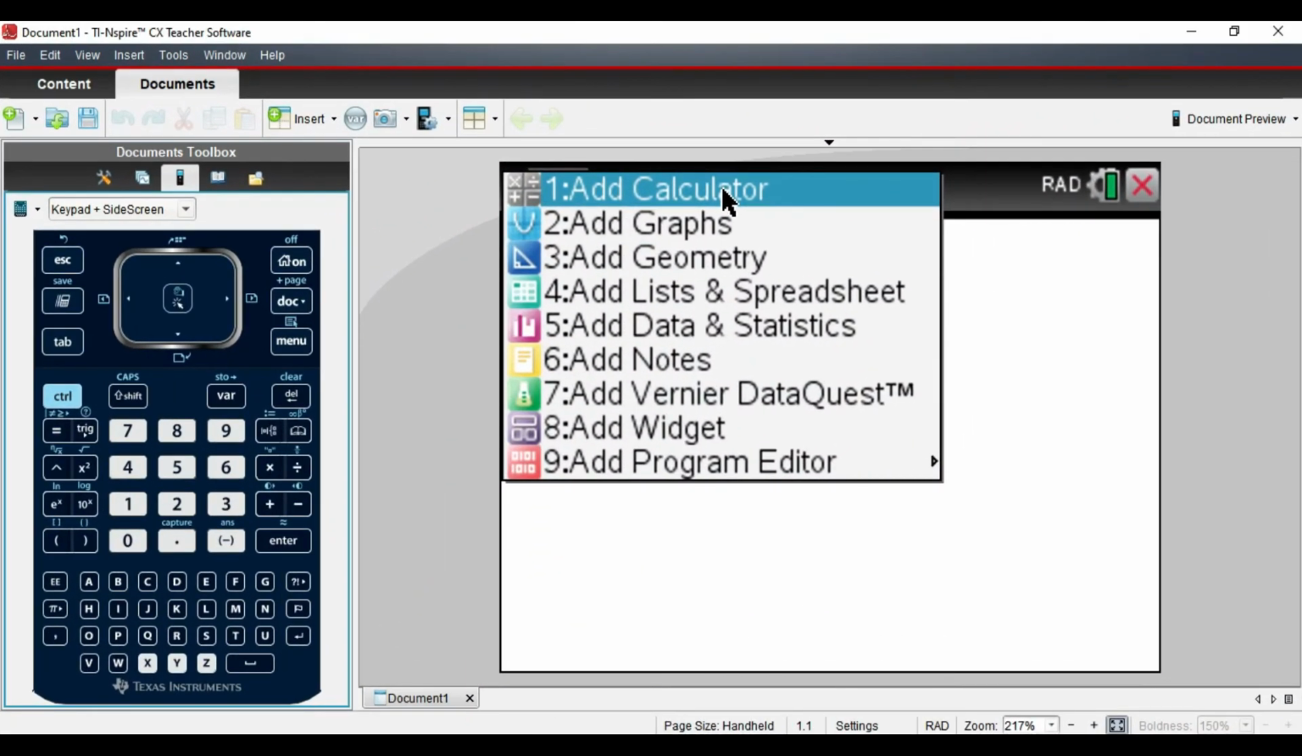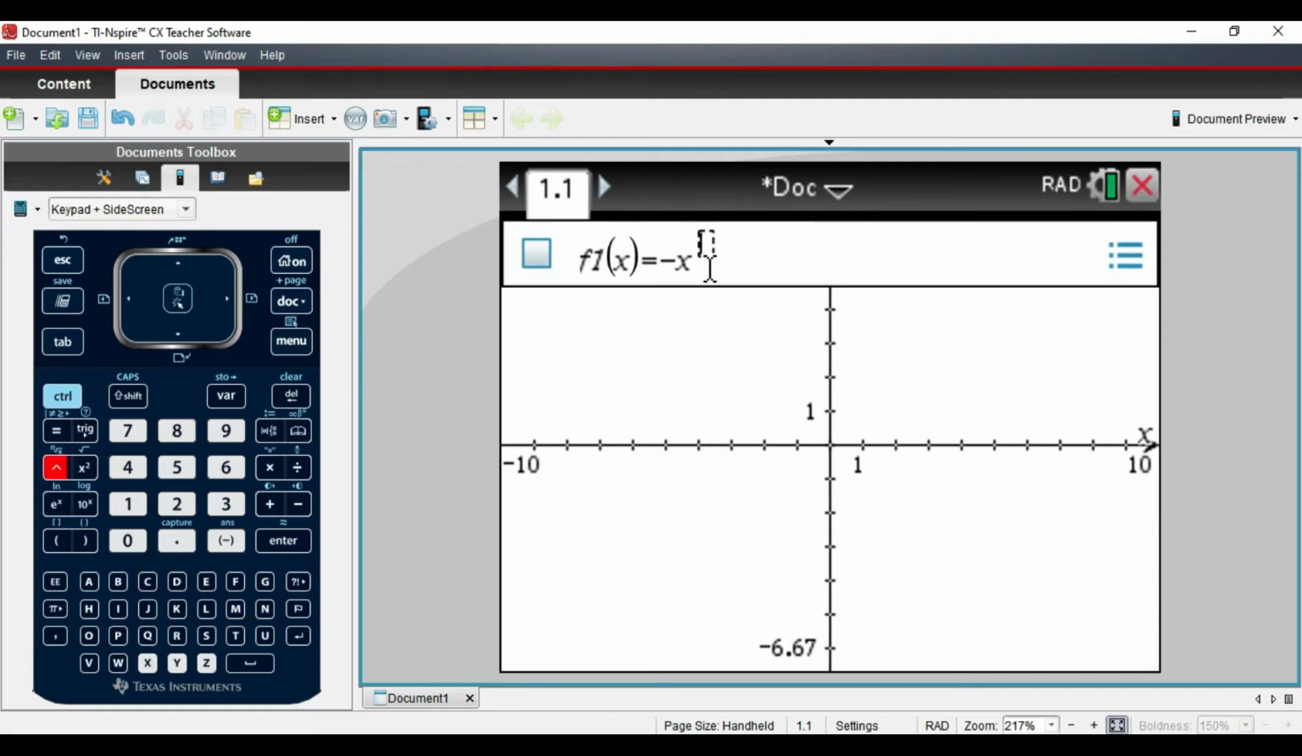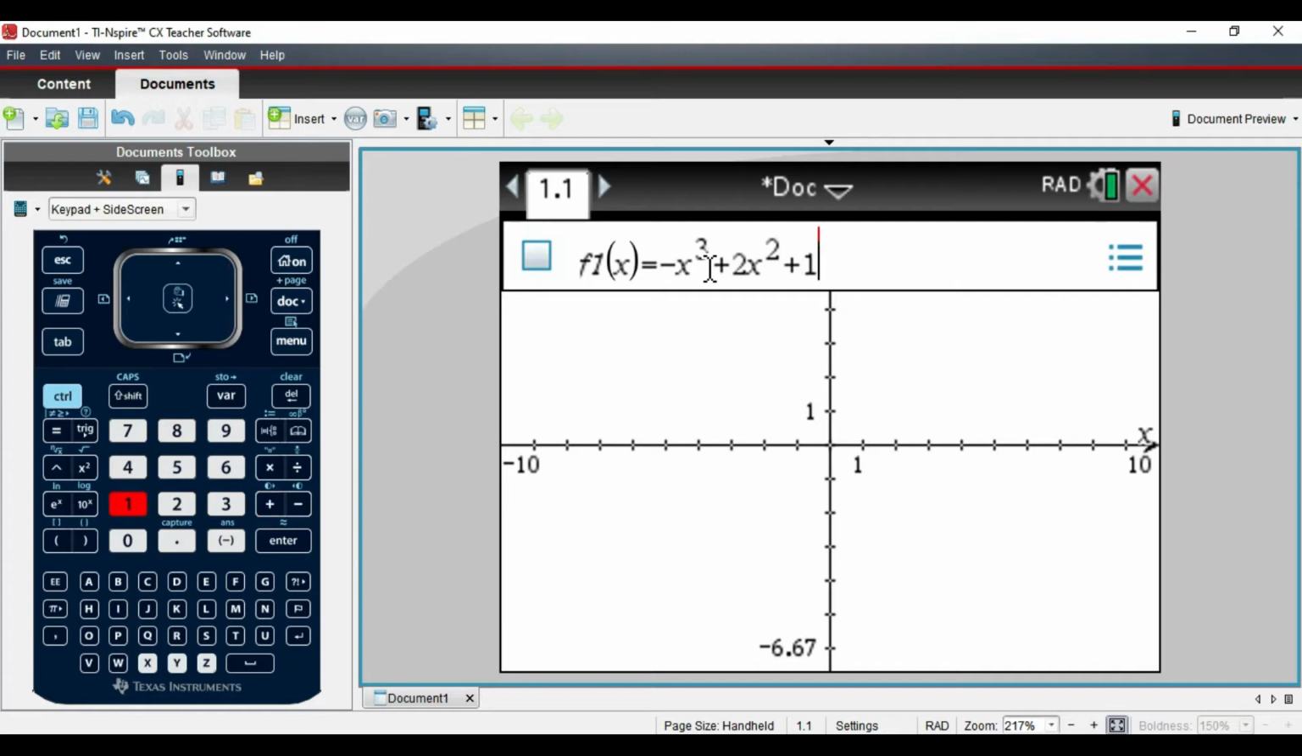Okay, so here we are in the TI-Nspire. Let's add a graph first. It's probably the easiest way, and we'll get our points of tangency on here. And they will show up in decimal form as always, and then we'll show you how to get them converted into their exact values. So negative x cubed plus 2x squared, and the constant was plus 1.